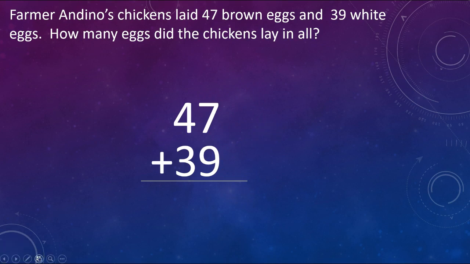which is 16. And in the number 16, what number goes in the ones place? The 6. And what number goes up in the tens place? The 1. So I need to carry the 1 up here in the tens place because it is a 10. Then I need to add 4 plus 3, which is 7, plus 1 more is 8. And there are 86 eggs in all.